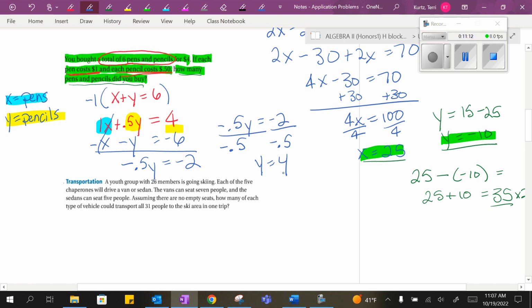So y equals 4, so I have 4 pencils. And when I look back, I bought a total of 6 pens and pencils. So if I look back at this first equation, then if I plug in 4 for y, I can see where my x is going to equal 2. So I have 4 pencils and 2 pens.